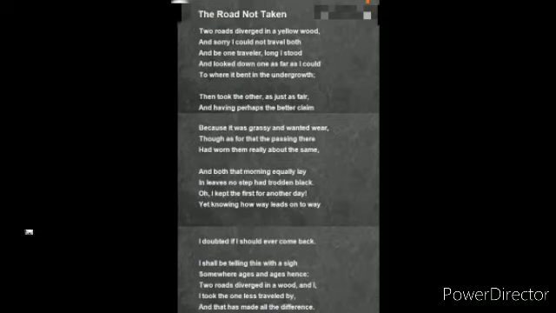Now again the question is, why did he think this? The answer is given in the next line: because it was grassy and wanted wear. That road was grassy, meaning too much grass was there on that path. Wanted wear means it had not been traveled by most of the people. So it was grassy and not traveled by many people. Therefore, he chose to go on that road.